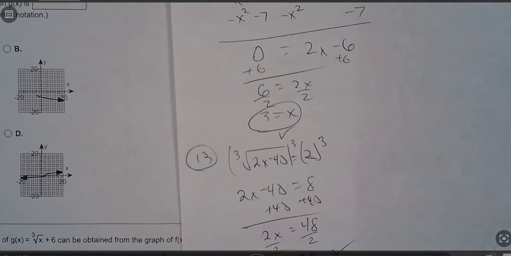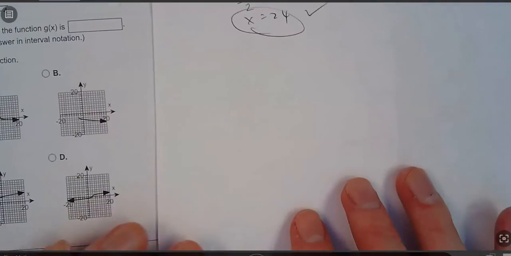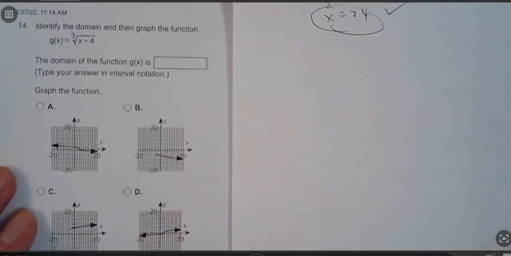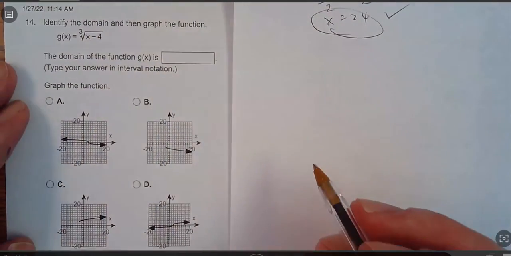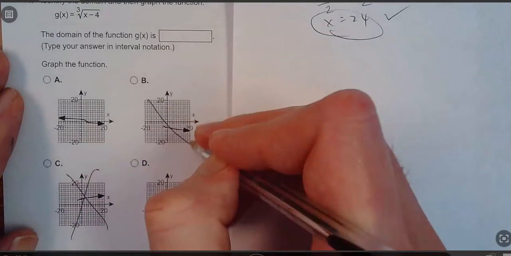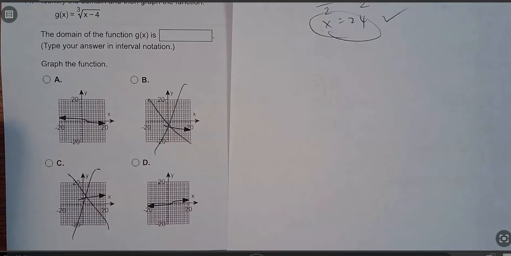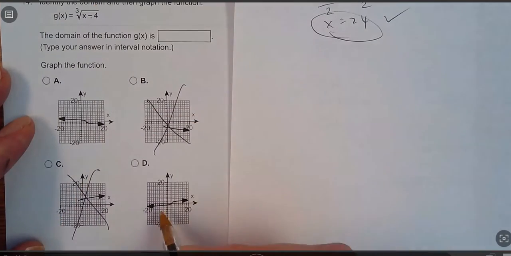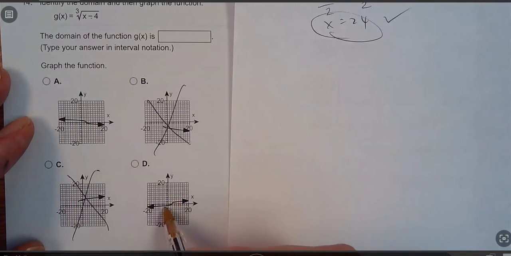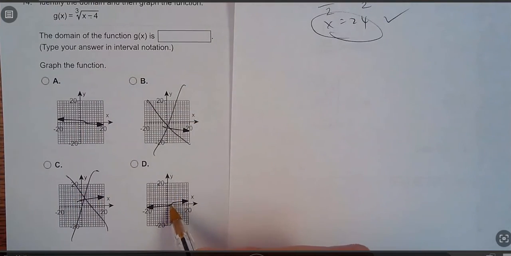Okay, number 14. Maybe I'll just write it on here. It is a cube root, so it's an S shape. So right off the bat, these aren't in the right shape, so I'm going to throw those out. And it's shifted 4 units to the right. Now they're both shifted about 4 units to the right. If I blew this up, you could see it better.